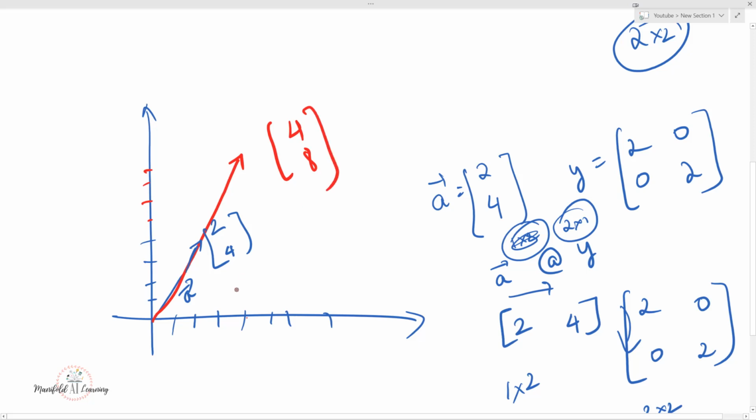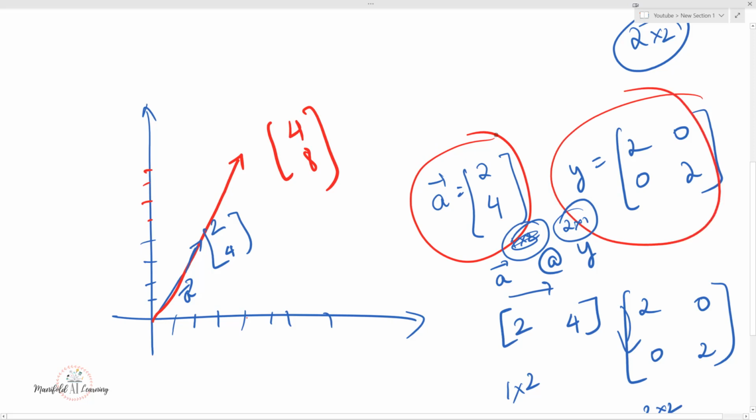My A dash is the resulting vector as a result of multiplying by my matrix, which has the values 2, 0 and 0, 2. We can clearly see that as a result of multiplying my vector A with this matrix Y, I have scaled this particular vector A by 2 times. Okay, so let's keep this analysis aside, but let's not forget it. Let's keep it assigned in our head. When I multiplied my matrix Y with my vector A, it has actually scaled it.